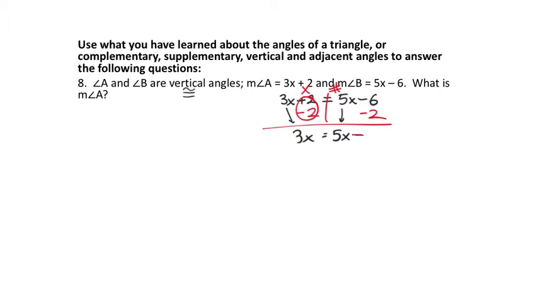So negative 6 minus 2 is negative 8 right there. But now the 5x is on the wrong side of the equal sign as well, so we're going to have to zero it out. So subtract 5x, but if you do it to one side, you must do it to the other side as well. So there's a subtract 5x.